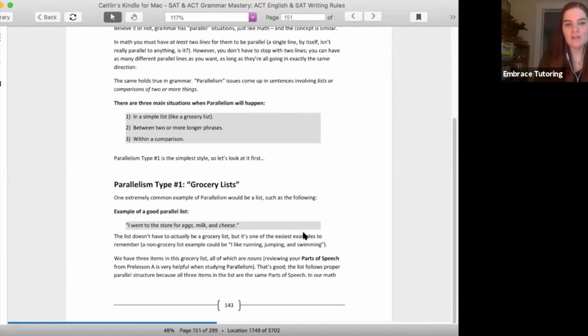So the first one is the simplest to understand. Okay, so it's a list basically. So you have, I went to the store for eggs, milk, and cheese.